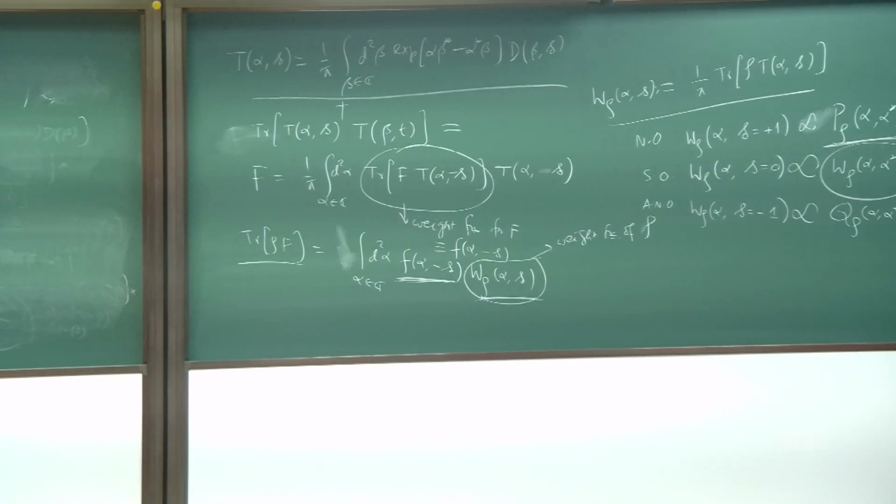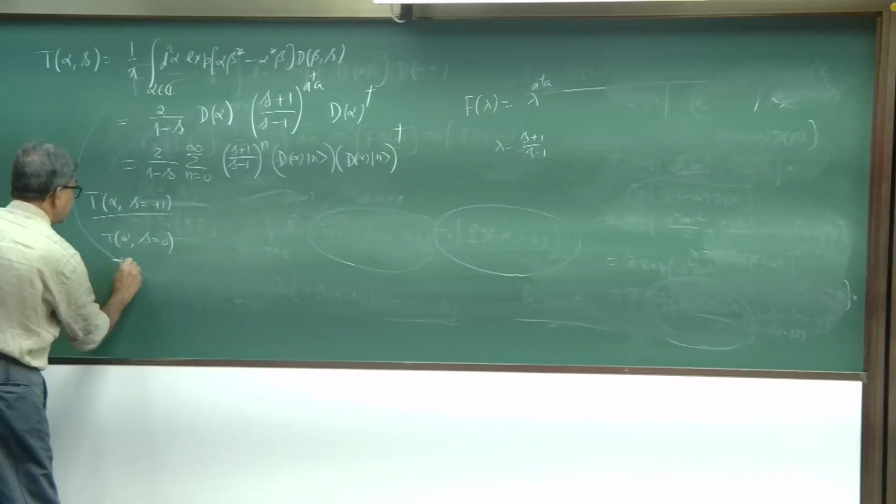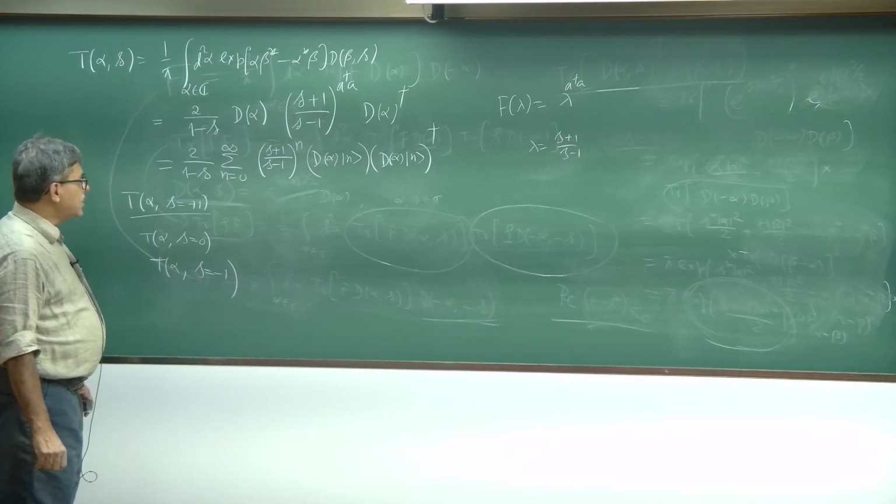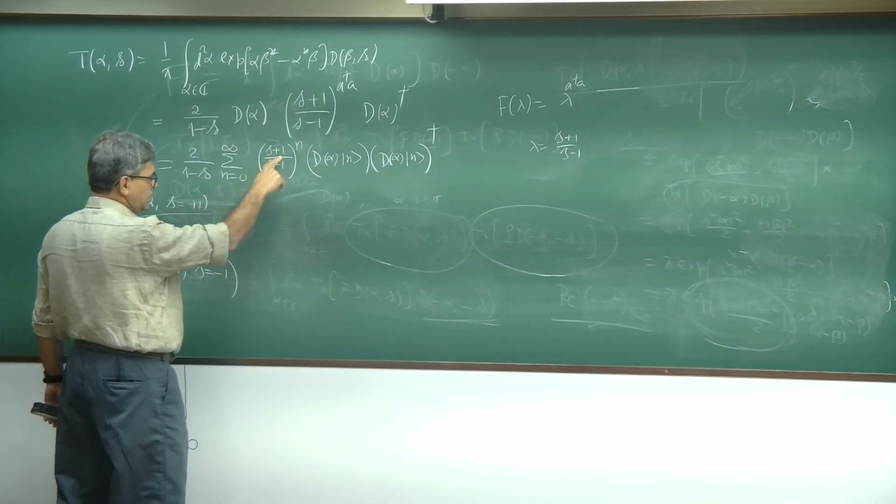What about T of alpha, s equal to minus 1? S equal to minus 1, what will this be? This is 0, right.